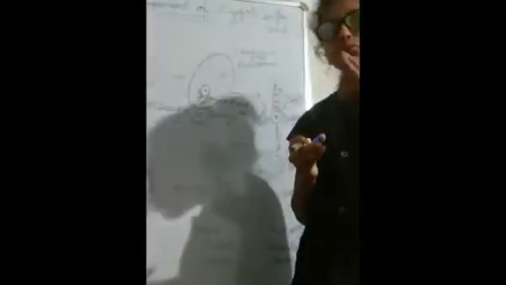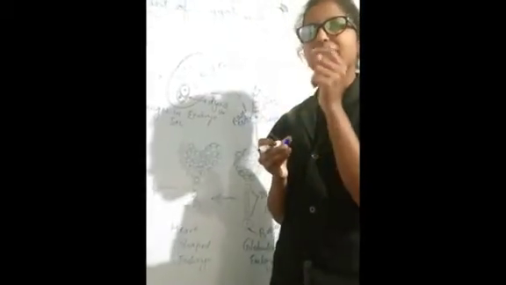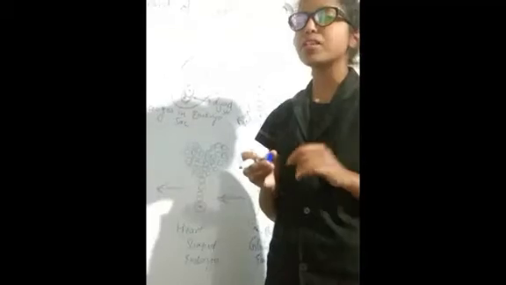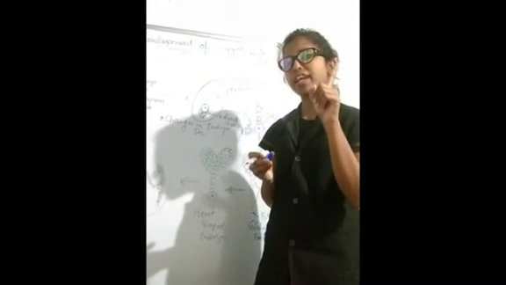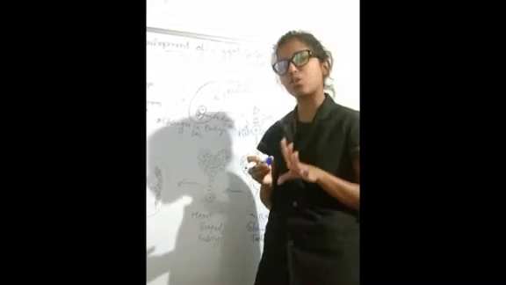And if we are talking about wheat and rice or maize, that cannot be divided into two equal halves because they do not consist of two cotyledons. They do have only a single cotyledon.